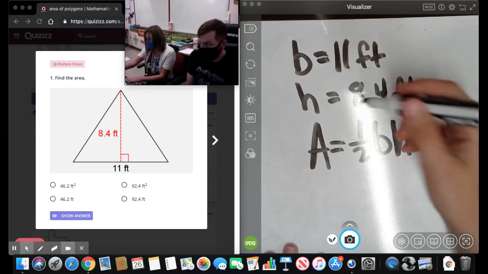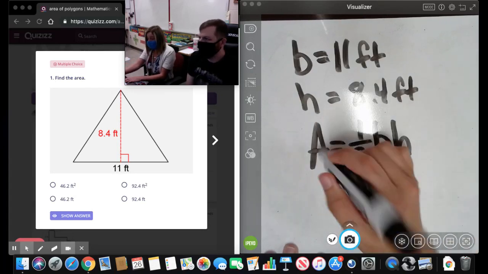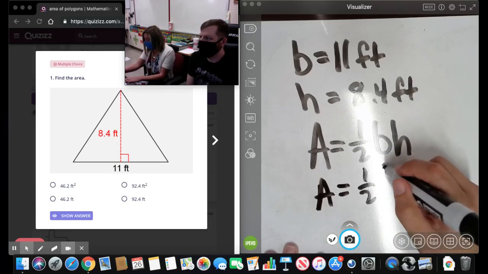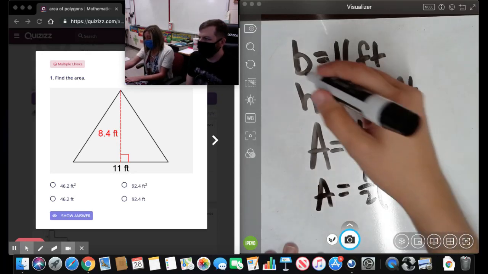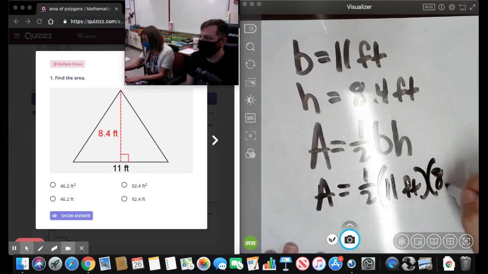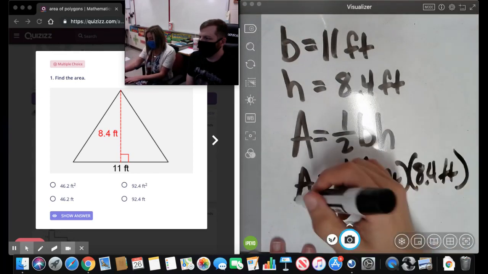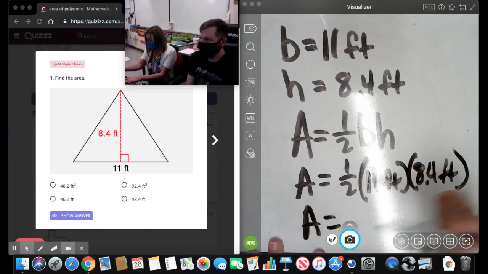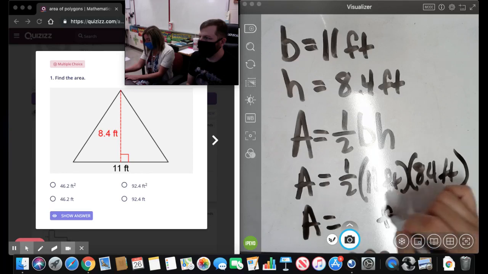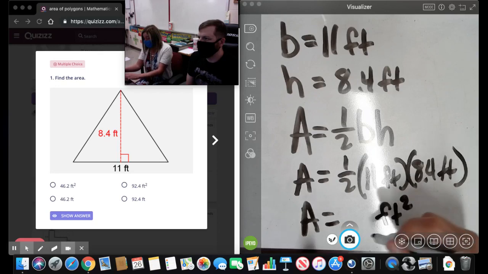Exactly. So now I'm going to take what I know and plug that into my formula. We don't know the area, so I bring down my A equals 1/2. Always bring down the number that's in your equation. B is my base, which was 11 feet, and my height is 8.4 feet. Now I'm going to bring down my area. I also know that I have feet times feet, which is feet squared, and area is always measured in feet squared. So I can go on and bring that down.